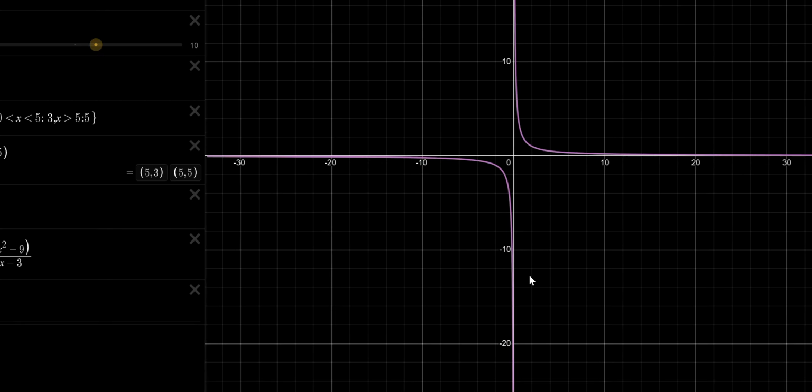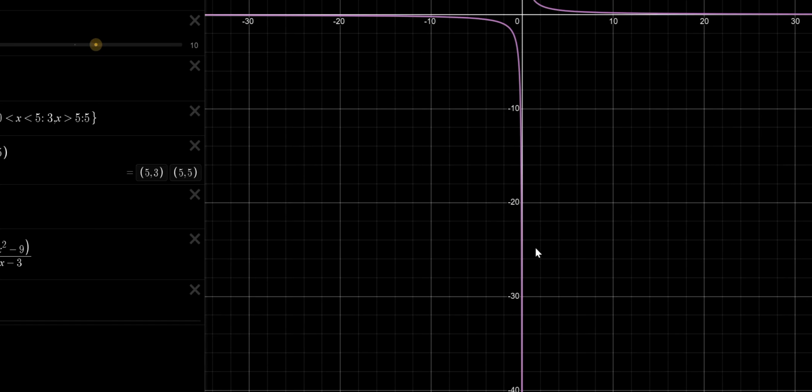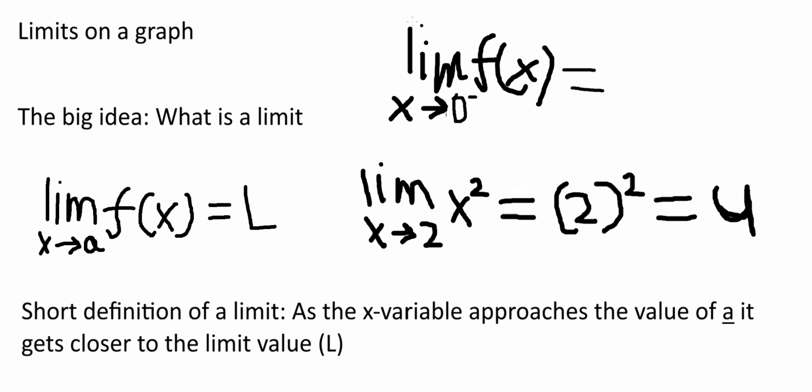And you'll notice the same thing: it goes down forever and ever. And since it's going down into the negatives forever, it is going to be negative infinity. So the limit is equal to negative infinity. You can also write it as the y value is negative infinity as well. Okay, so we have that.